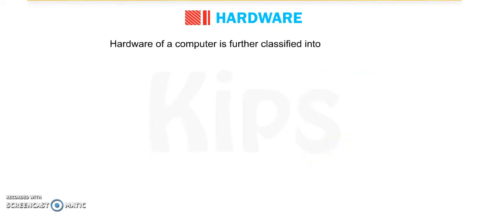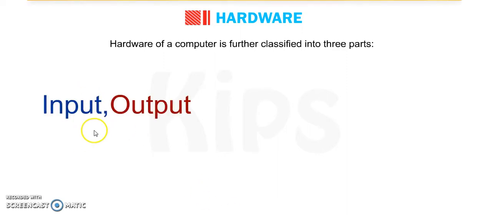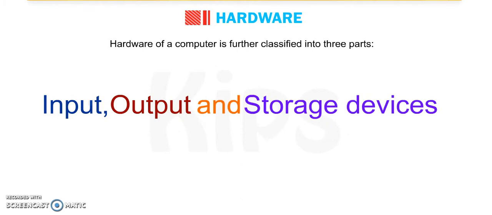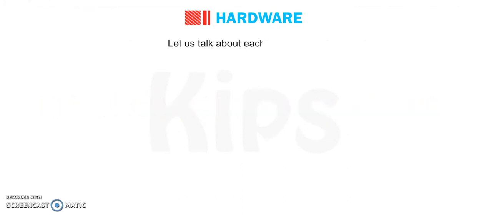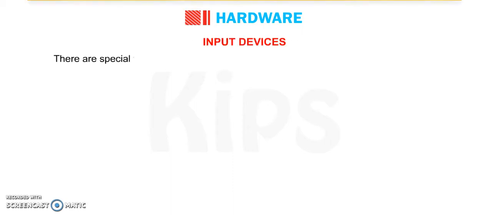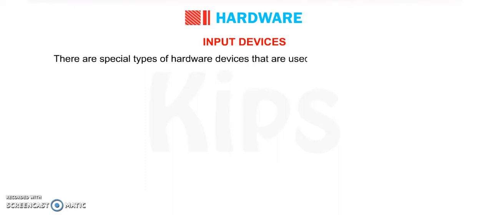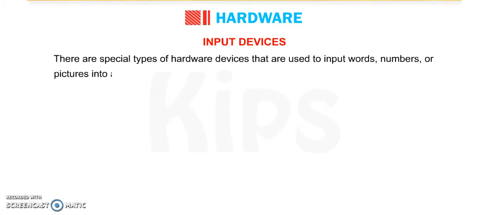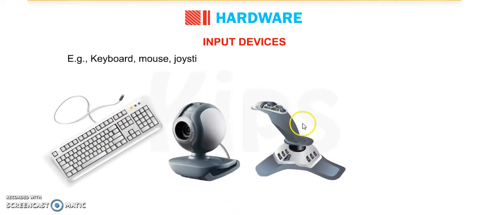Hardware of a computer is further classified into three parts: input, output and storage devices. Let us talk about each of these in detail. First is input devices. There are special types of hardware devices that are used to input words, numbers or pictures into a computer. These are called input devices.